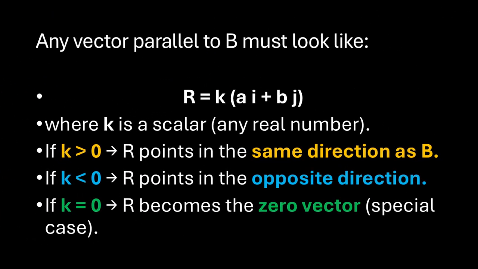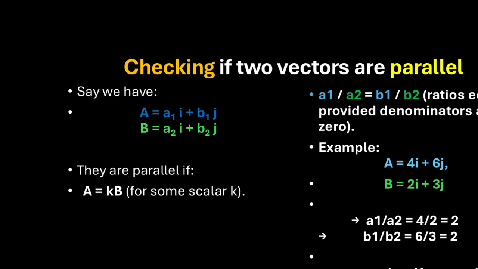To generalize the mathematical part here, any vector parallel to B. Now this is where I would like you to make a note of this. Any vector parallel to B must look like R is equal to K times (ai plus bj), where ai plus bj represents vector B. If K is greater than 0, R points in the same direction as B. If K is less than 0, meaning negative, R points in the opposite direction to B. If K is equal to 0, which becomes a special case, we will reserve that for future discussions.